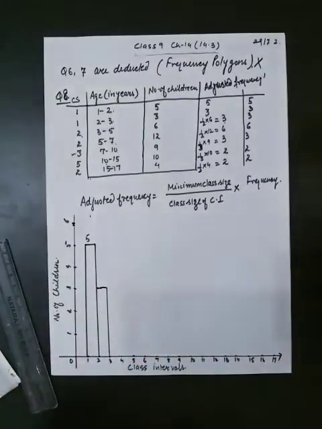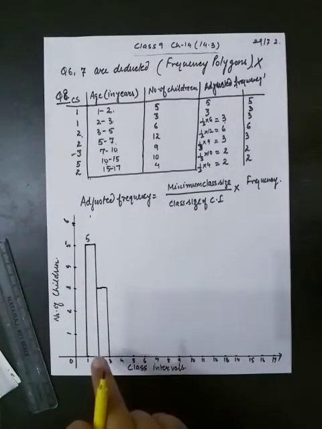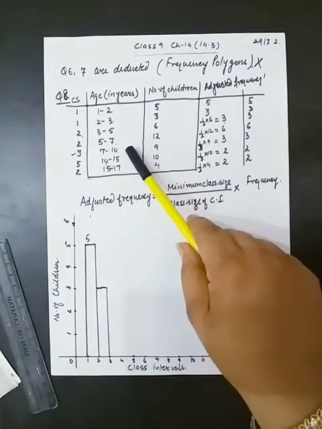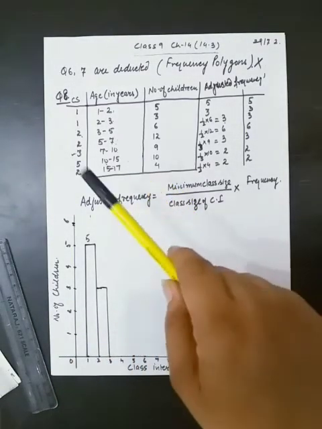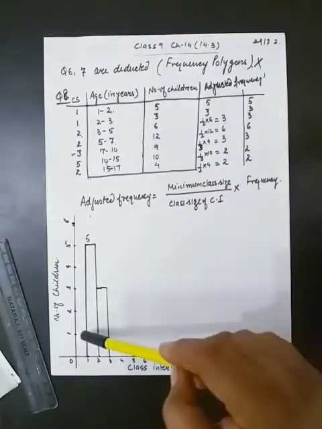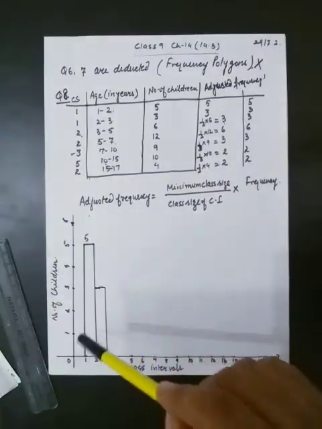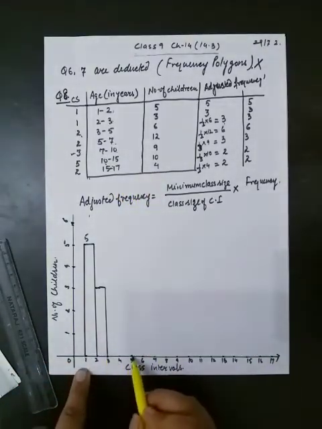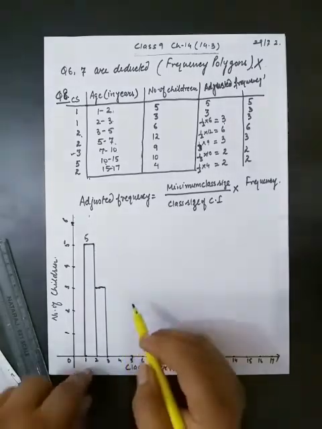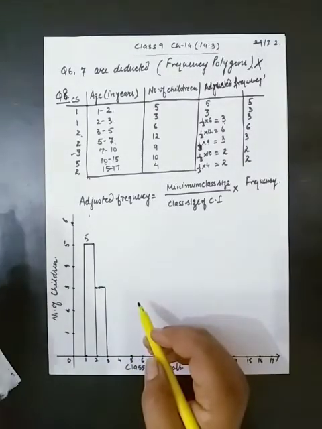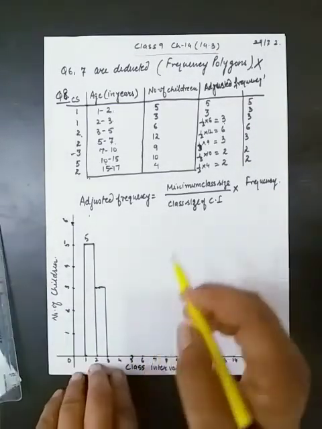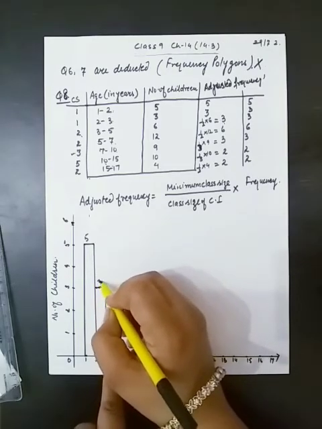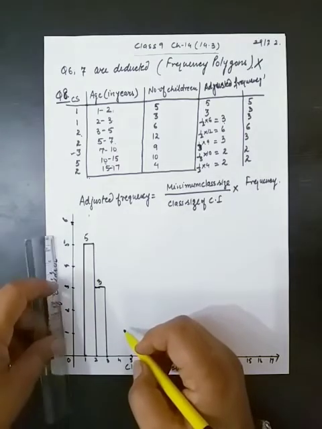See students, in this question all the rectangles will not be of same width because जो all intervals हैं उनका class size same नहीं है. अगर ये class size same होता तो सभी rectangles की width same बनती. Now next interval is 3 to 5, तो direct 3 से 5 तक आपको लेना है and frequency is 6. Sorry, again the frequency is 3. But interval is 3 to 5.